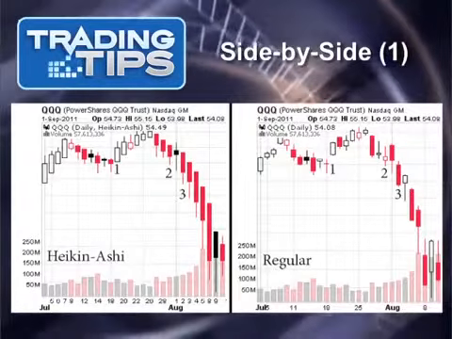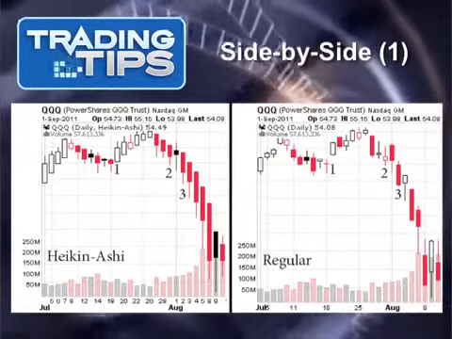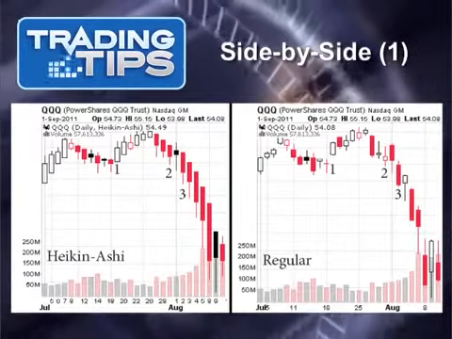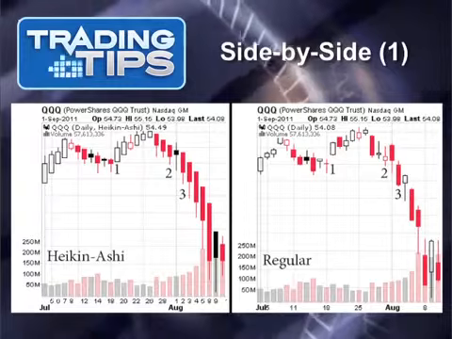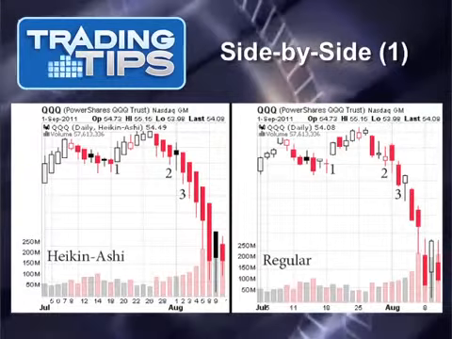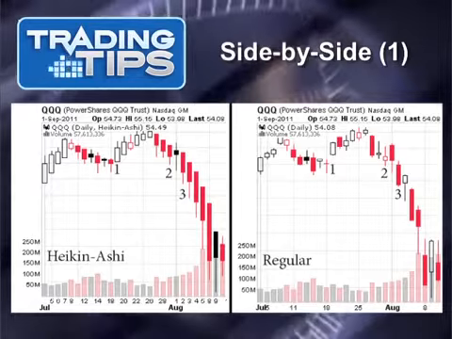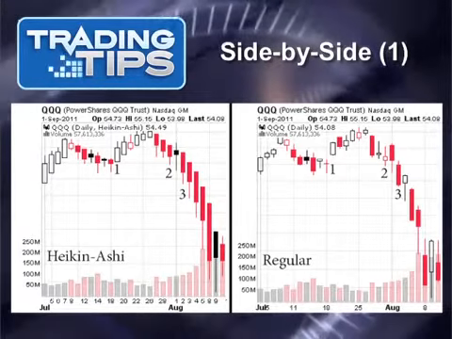Now look at point 1. With the regular chart on the right, we see a big gap up that could be interpreted bullishly. Indeed, the stock did trend higher for a short period before plummeting for huge losses. Meanwhile, the Heikin Ashi candlesticks show no such gap up. In other words, the regular candlestick chart gave us a false signal.